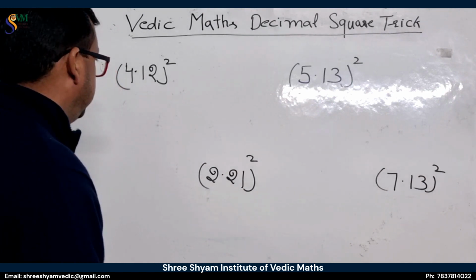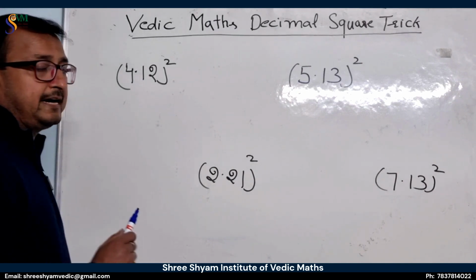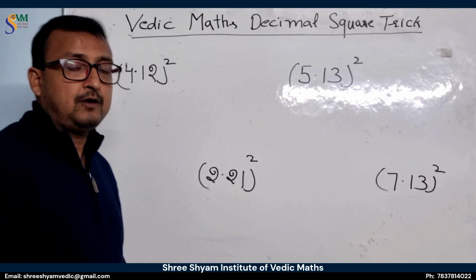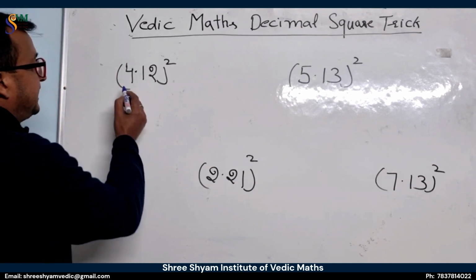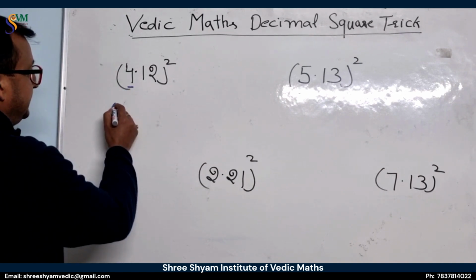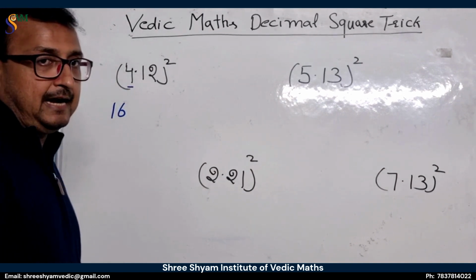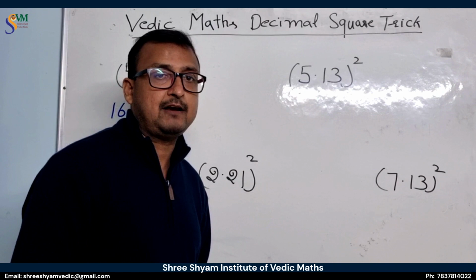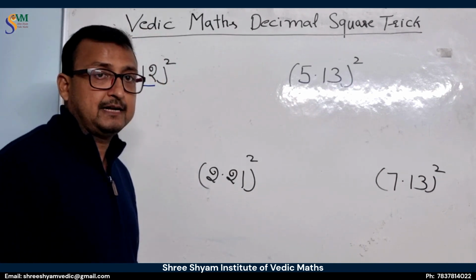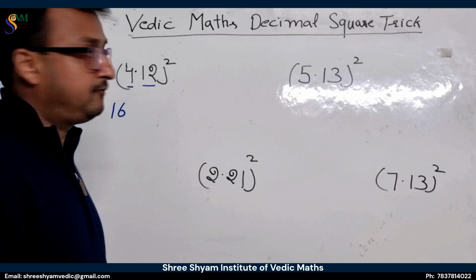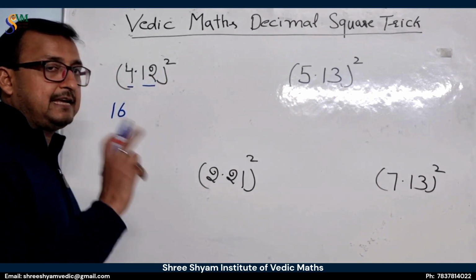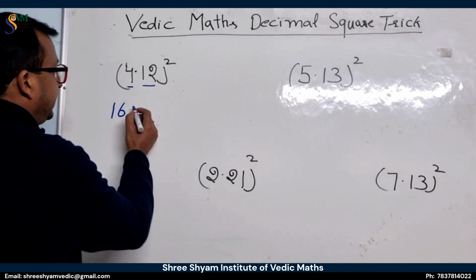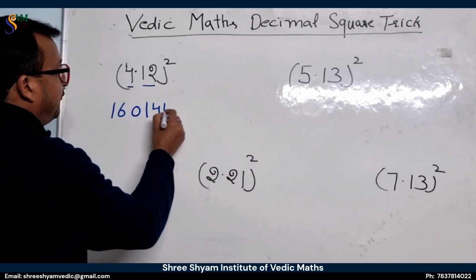Now go for the first question. We see that the decimal is 4.12. There are two digits after the decimal, and we need the square of that. So how do we do that? First we take the square of 4 before the decimal, that is 16. After that there are two digits in 12, so we take the square of 12. Now the square of 12 is 144. But we won't take 144 because we know that after the decimal there will be 4 digits. So we write it as 0144.